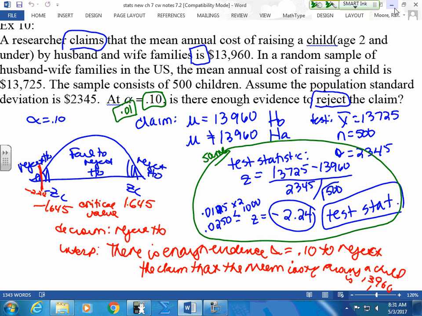Do this in green somewhere. So remember, just get the new cutoff value.